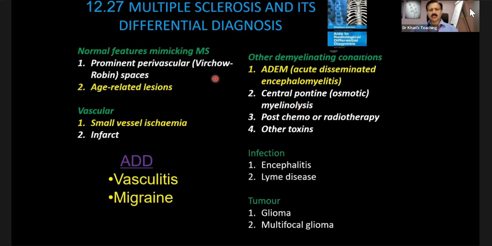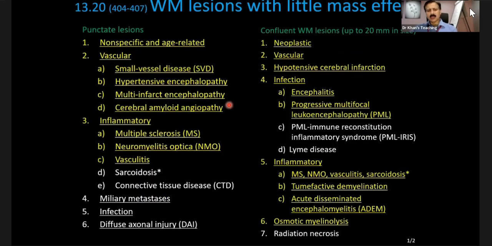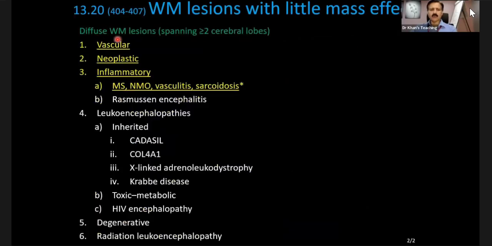So this is from your previous book. Now, the latest book has divided white matter lesions into 3 headings or subheadings: punctate lesions, confluent white matter lesions up to 20 millimeter in size, and then diffuse white matter lesions. So the differential diagnosis changes.